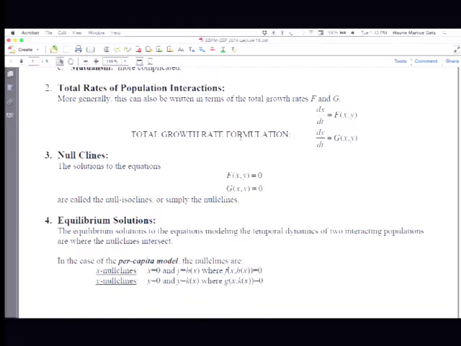So where x and y are 0 is called a trivial equilibrium, and where x and y are not equal to 0 is a non-trivial equilibrium, or actually you can call it a coexistence equilibrium, because at that point both populations can coexist at equilibrium. The equilibrium might be stable or unstable. If it's unstable, then some interesting things are going to happen, and one of the populations may go to 0, or the other population may go to 0.